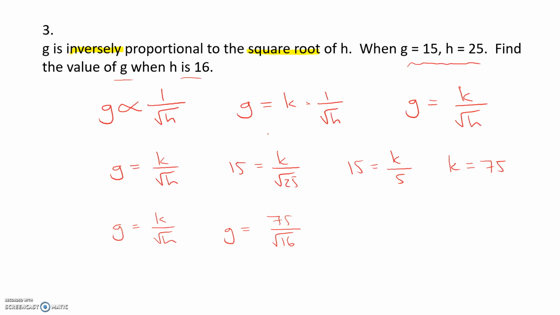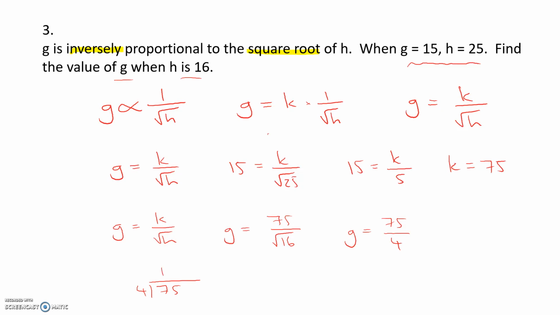And we can substitute h is 16. So we want root 16. It's going to give us G equals 75 over 4. Again, we'll just say the positive. Okay, so we could halve that, halve it again, or we could do some long division. We want 75 divided by 4.